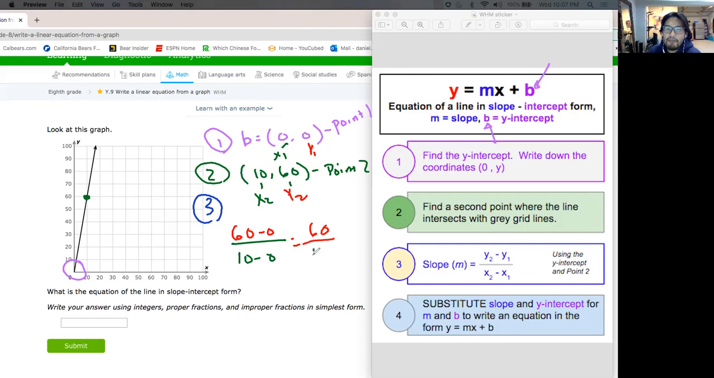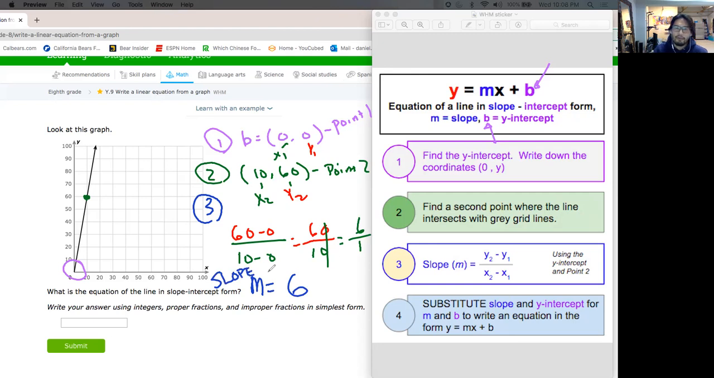Remember, I have to simplify my slope. And the common factor here, for 60 and 10, is 10. So I'm going to divide out 10 from both sides. I'm going to be left with 6 over 1. I'm going to simplify that even further. And I know my slope is 6. And I'm going to write this in blue, because slope, little m, equals 6. Okay? So I've got my slope.